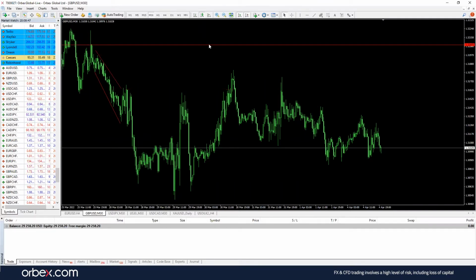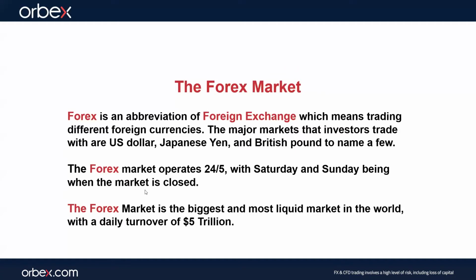So let's get rid of some of these, it's a little bit easier to see. Cable, on the other hand, as well, we're just looking to see these big moves in the market. So this is what we look for when we're looking for the big moves in the big foreign exchange pairs in the market. It's important to note the foreign exchange market operates 24 hours a day, 5 days a week, with Saturday and Sunday being when the market is closed. It's when the market takes a breather.